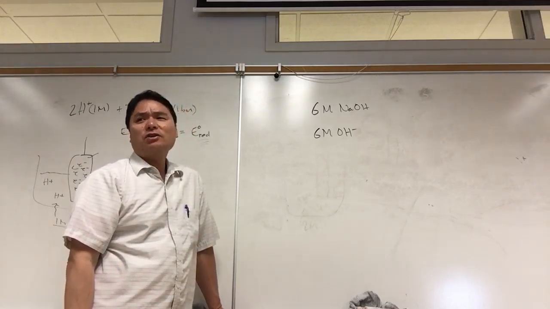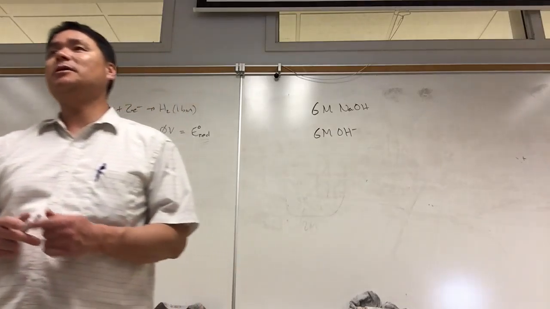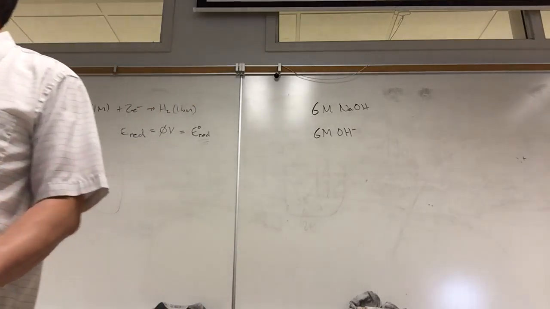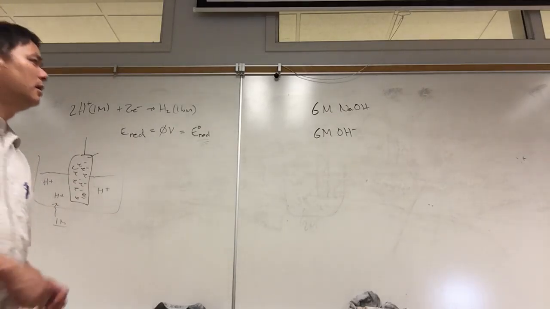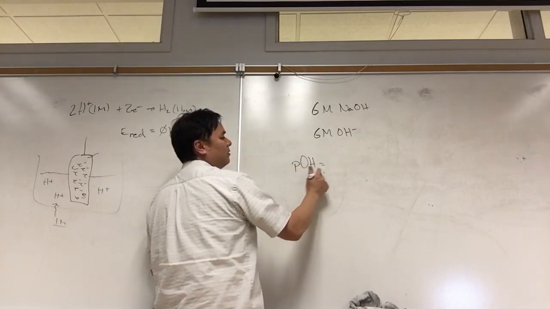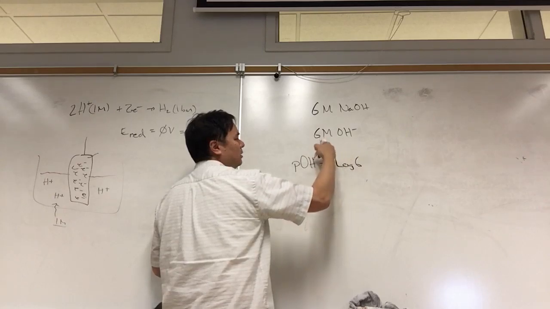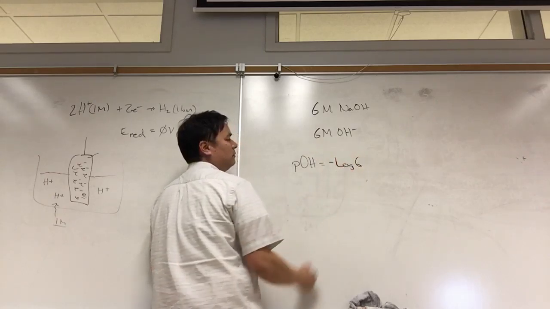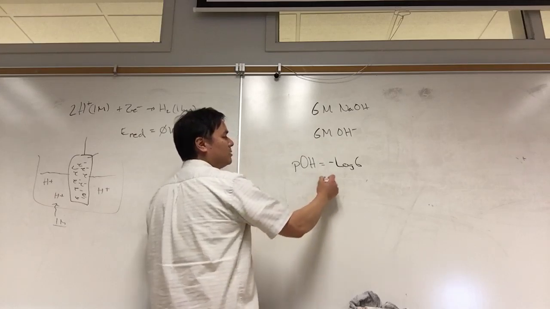If I have 6 molar hydroxide, there's another source of hydroxide, and that's water, Kw. Should I worry about Kw? It's negligible, so I'm not going to worry about it. It's like 6 molar coming from sodium hydroxide. And so let's look at the pOH, which would be the negative log of the hydroxide concentration. It would be the negative log of 6, which comes out to what?